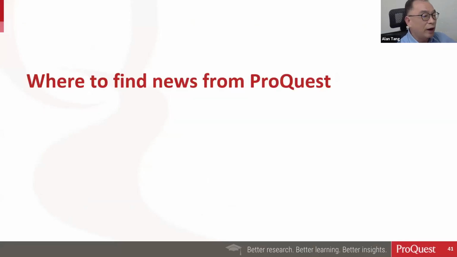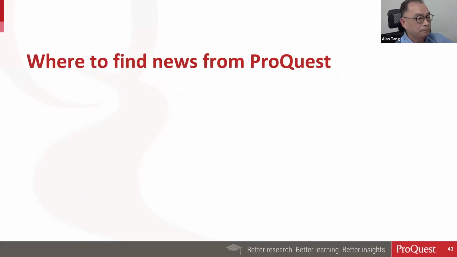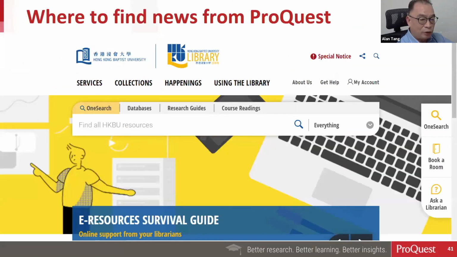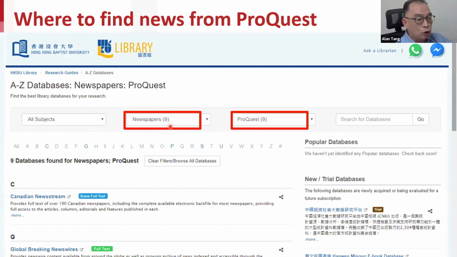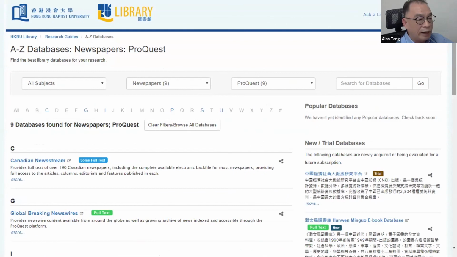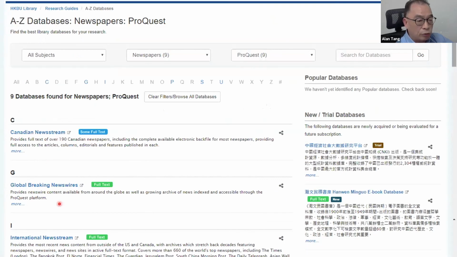Okay, again, where to find news from ProQuest? Of course, from your library page. If you click the database here, you'll land on the A to C database page. From there, you can select newspaper and then select ProQuest. Then there are 9 different newspaper sources down below. You can click any one you want to perform a search, okay?